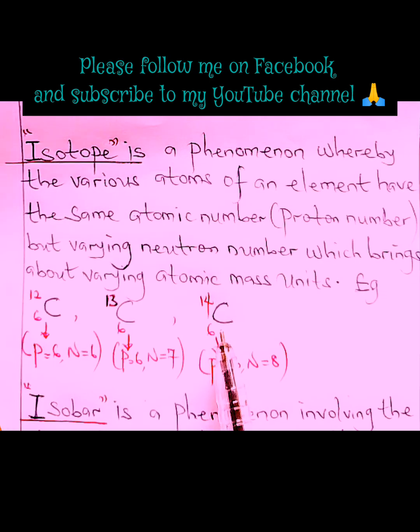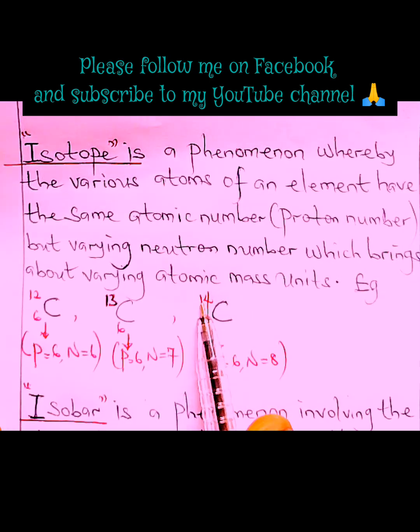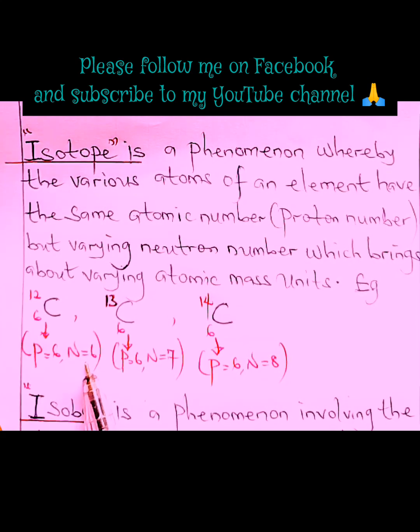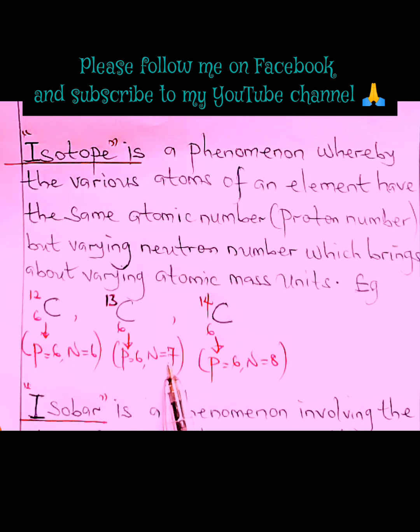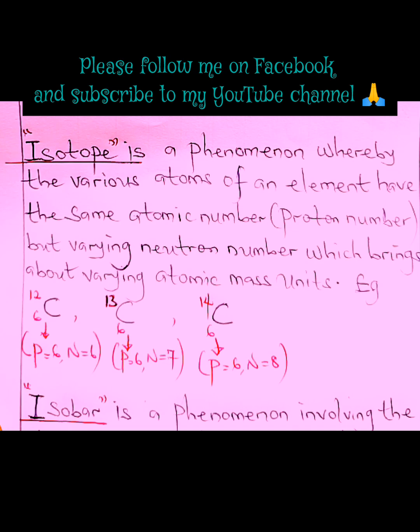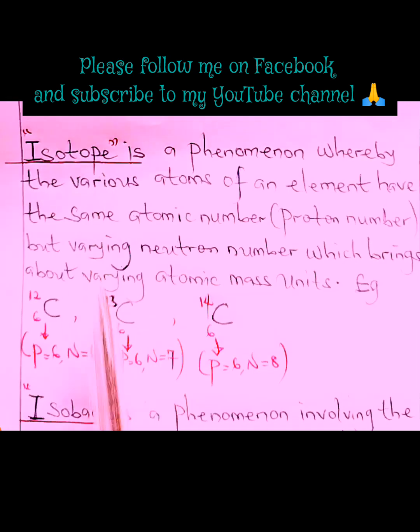Then here we have carbon 14. Here the atomic number, which is the proton number, is 6, while the neutron is 8. So as you can see, neutron varies from one atom to another. For carbon 12, neutron is 6, carbon 13, neutron is 7, carbon 14, neutron is 8. And this is the reason why we have varying atomic masses but the same atomic number, which we call isotope. It's a phenomenon.